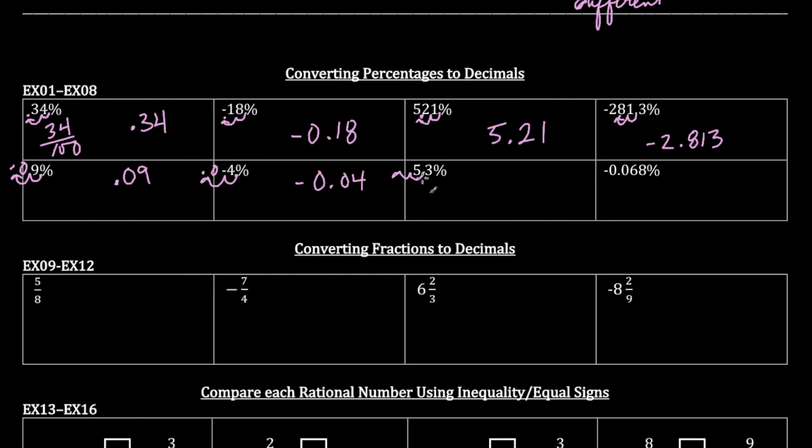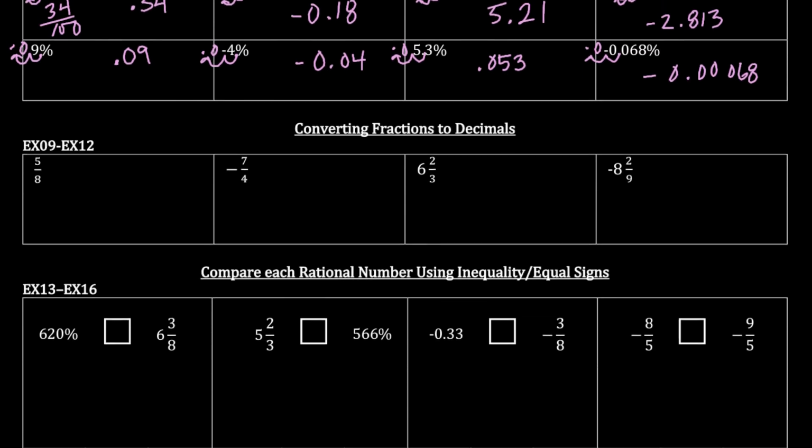Write that a little nicer for the notes. Okay. So 0 and 53 thousandths. And even something like this, you still move it twice. So 0.00068 negative, and I put that 0 in front.